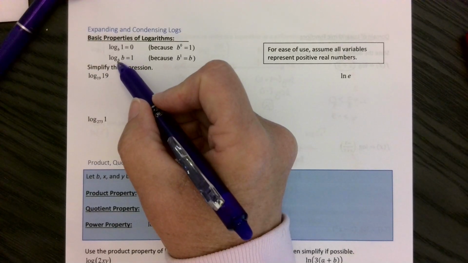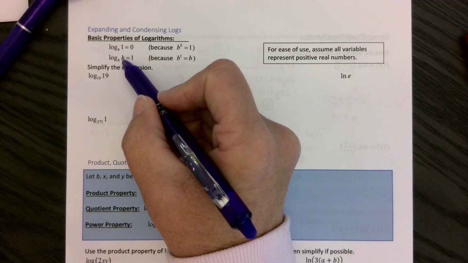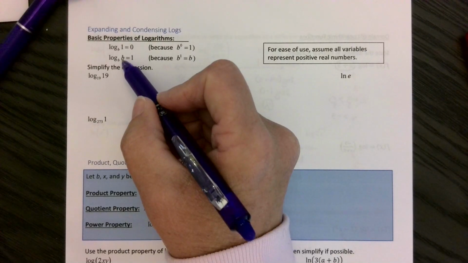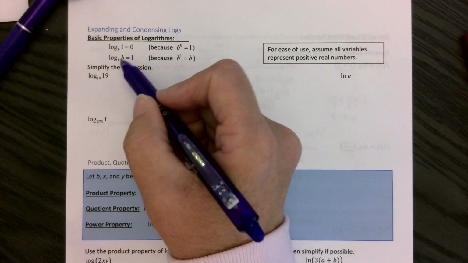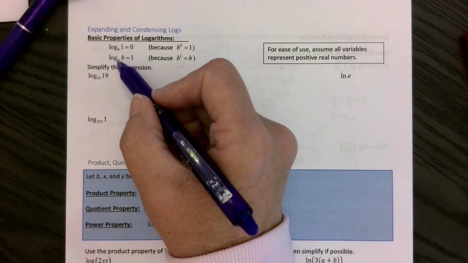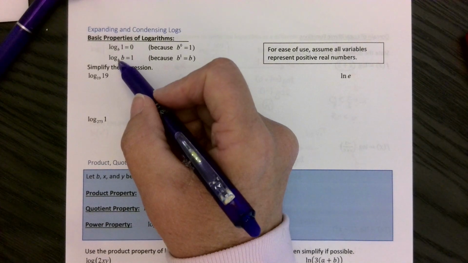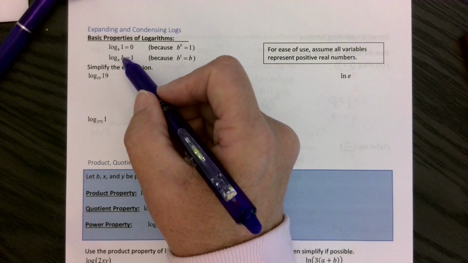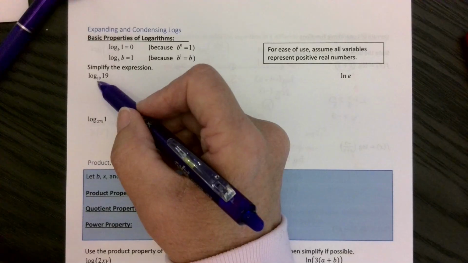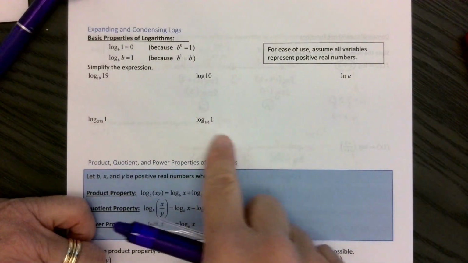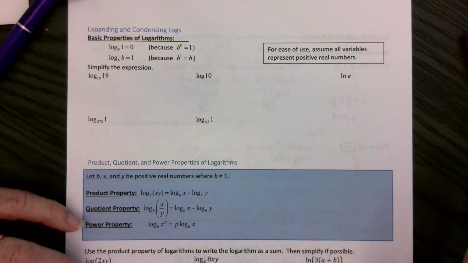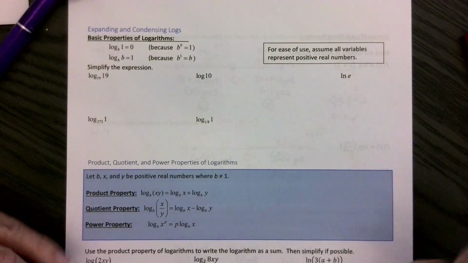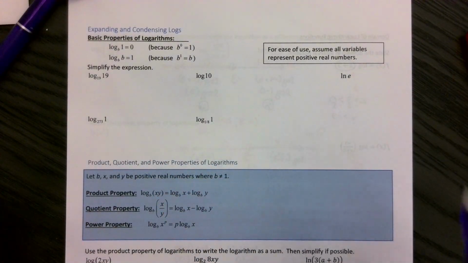If you have log base b of b, where your base and your argument are the exact same number, it's going to equal 1. And that is because any base raised to the first power is going to give you that same number. So in this case, you can use the circle of logs that we already have learned, but these properties are like our shortcuts.